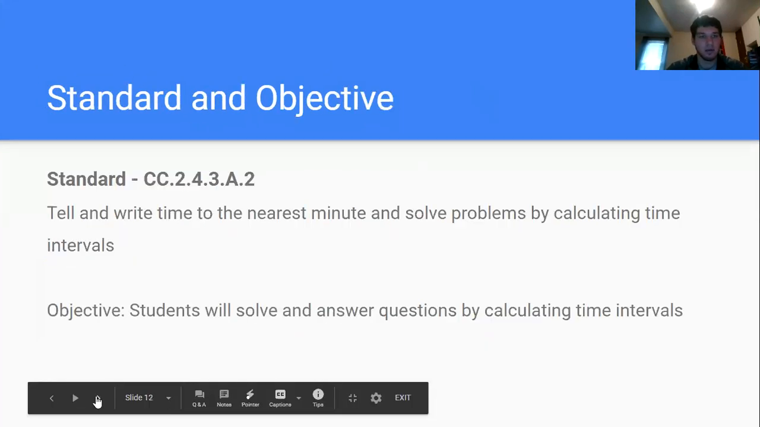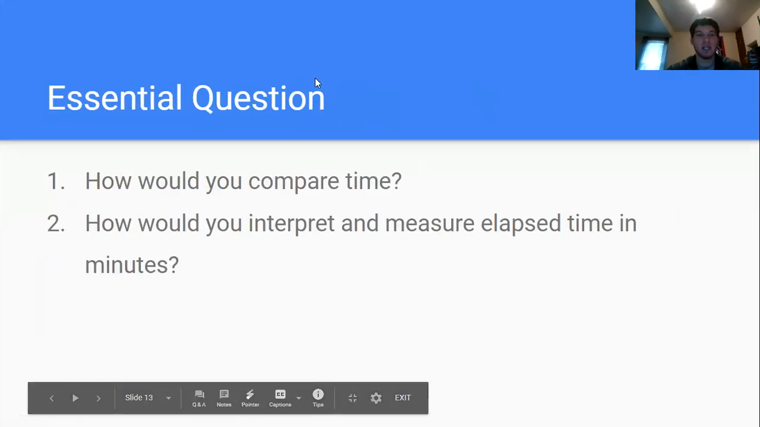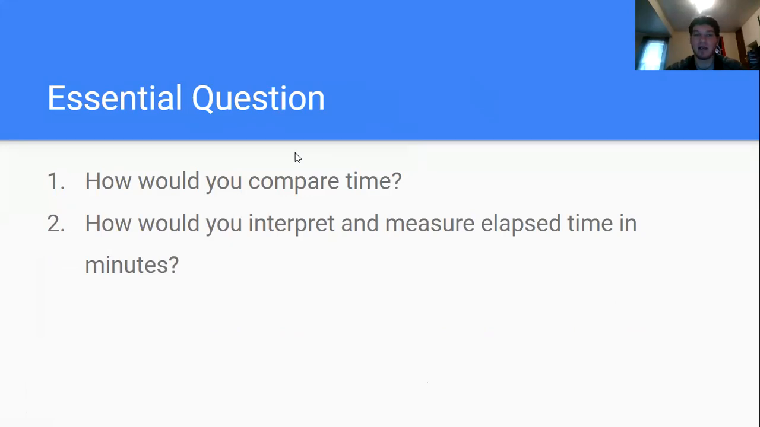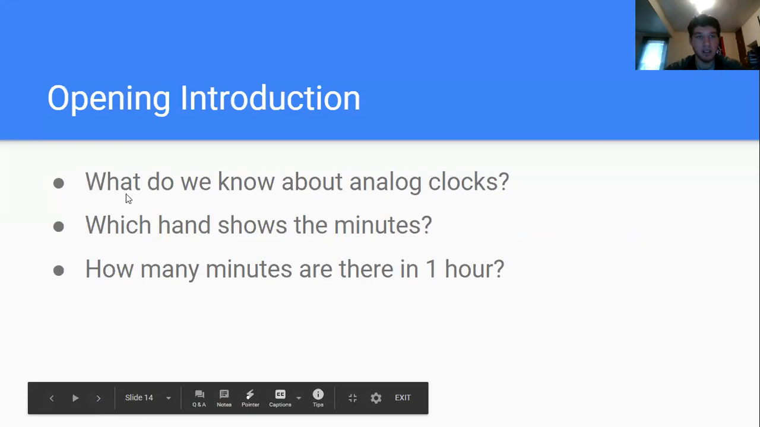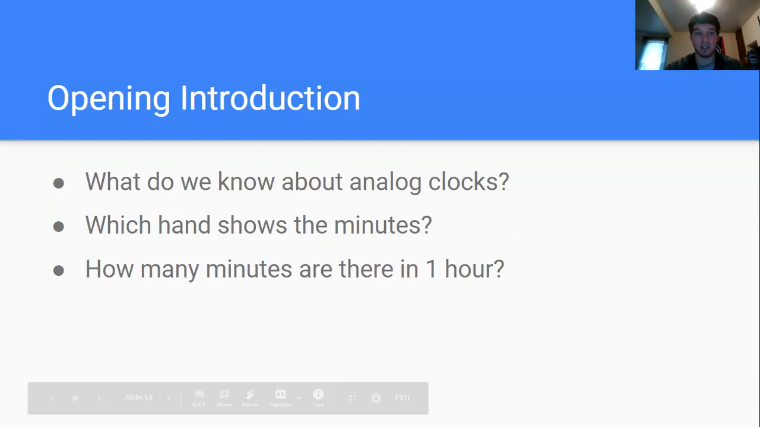The essential question I want you to write down in your notebook is how would you compare time and how would you interpret and measure elapsed time in minutes? These are the questions that we will be learning about and solving in today's class. Okay, class. So now I want you to pause the video and try to answer these questions above.